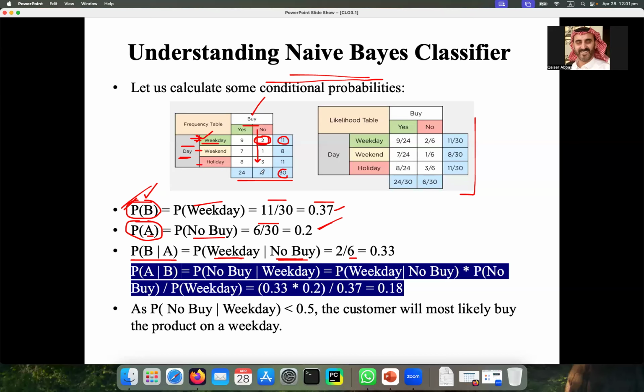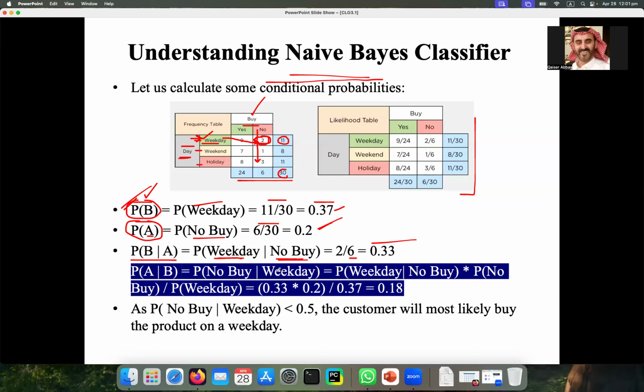Here, in this no buy category, this weekday is coming here and joining here. So only two. So that 2 by 6 is now giving you 0.33. Now all the three things are ready to put into the equation. So this is the equation, A divided by B.